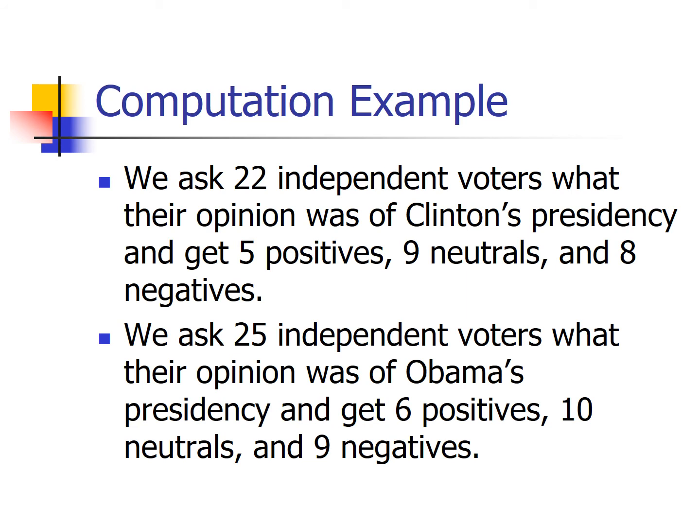So here's an example. I'm not going to go all the way with it. I just want to use this example to show how those formulas work. So again, if you haven't already, it might be worth printing up that slide that has the formulas so you can compare it to what I do in just a couple slides. So we asked 22 independent voters what their opinion was of Bill Clinton's presidency. And there's 5 positives and 9 neutrals and 8 negatives. And then we asked 25 independent voters what their opinion was of Obama's presidency. And we get 6 positives and 10 neutrals and 9 negatives.